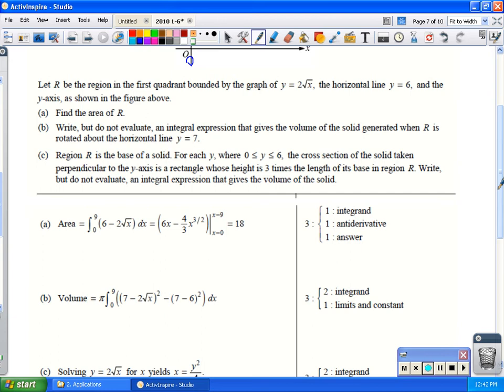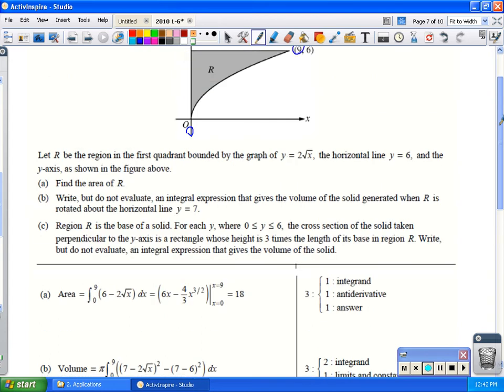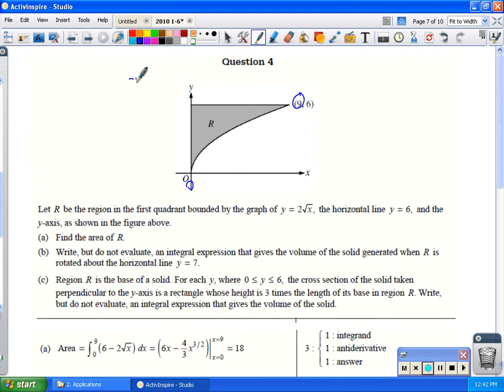Part B, they ask us to write a definite integral but not to evaluate it that gives the volume of the solid when we rotate about the horizontal line y equal to 7. Now the line y equal to 7 is up here. It's horizontal, so we're revolving it around, so we are in terms of x. So that's going to be important. And there's going to be a hole in the graph.